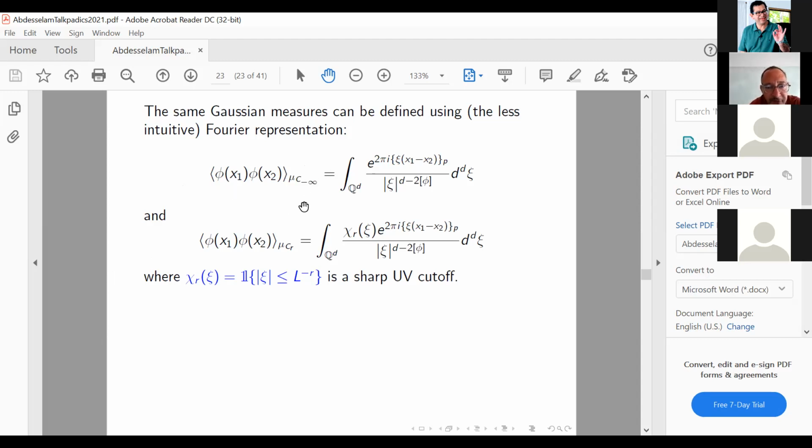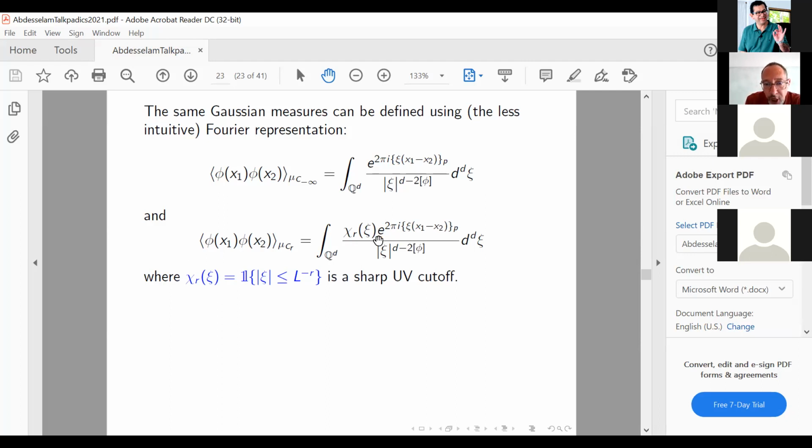This is the non-cutoff measure, which is really living on distributions. The propagator in Fourier space is 1 over xi to this power. Here phi is positive, so this is less than d, and so it's not integrable at large momentum. That's why this blows up when x1 is close to x2. This is the fractional part, the usual formula for Fourier in the p-adic setting. And this is the cutoff version, which gives you nice sample fields, nice functions, which are locally constant.